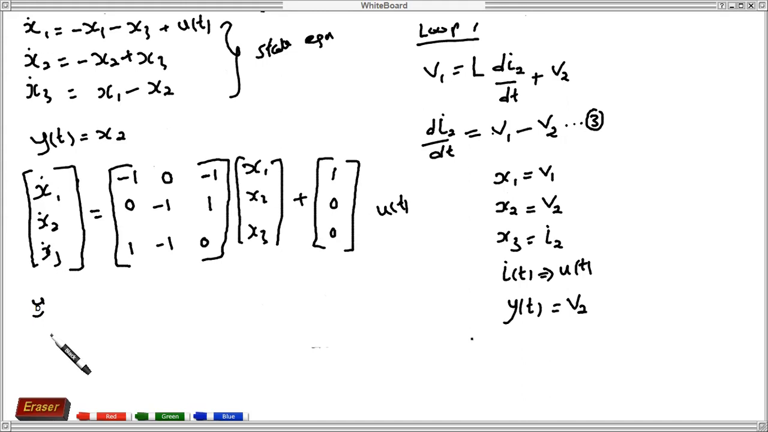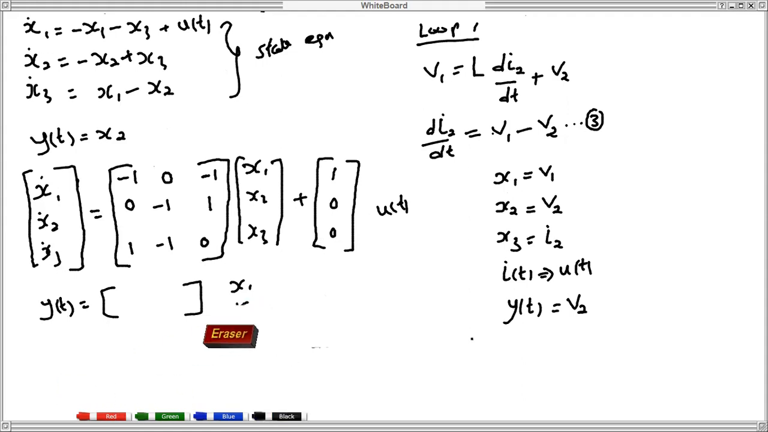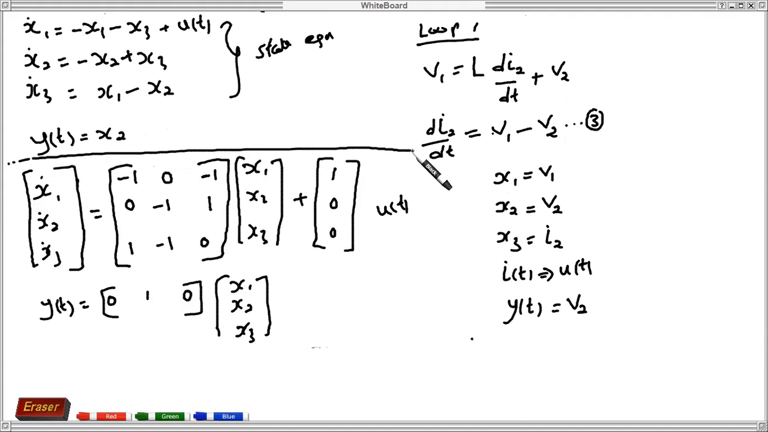Similarly, we can write our y of t to be equal to a matrix C multiplied by the state vector x1, x2, x3, plus D, but you notice no function of u, so D is 0. So 0 for x1, 1 for x2, and 0 for x3. And this constitutes the state space representation of that circuit.